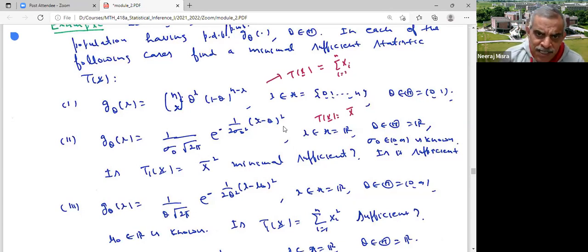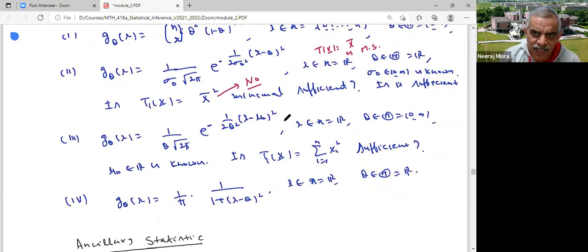But if x bar is minimal sufficient, x bar squared cannot be minimal sufficient. Why? Because if x bar squared was minimal sufficient, then x bar and x bar squared should be one-to-one functions. And they are not one-to-one functions, because x bar can take negative values also. So they are not one-to-one functions, and this is not minimal sufficient.